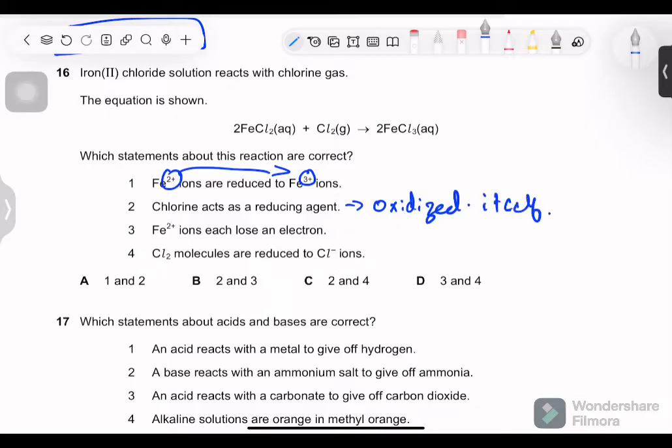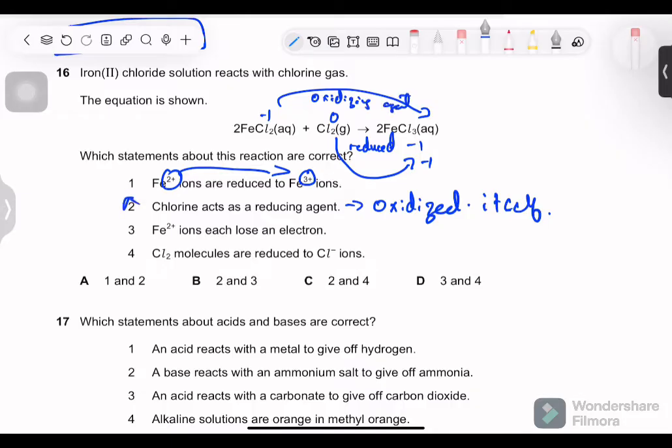Let's check this. Over here it was minus 1, and over here it was 0. So from minus 1 it went to minus 1, still minus 1, and from 0 it went to minus 1. So it is reduced. This means that it is the oxidizing agent.